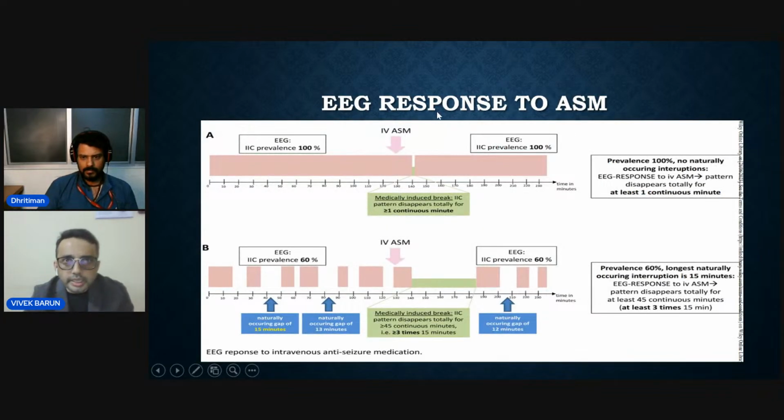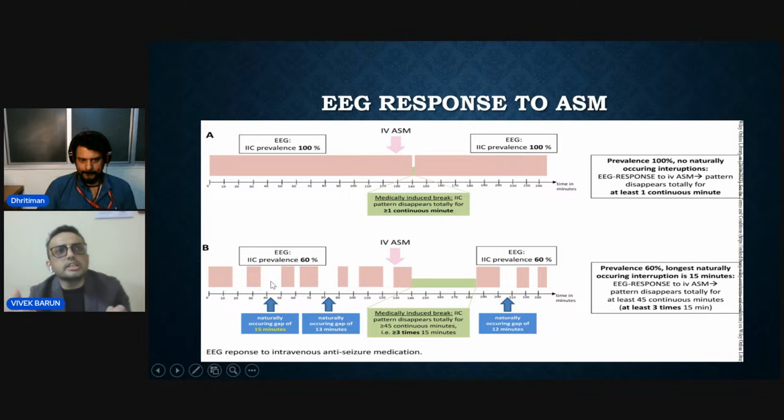So how do you check the EEG response to ASM? As I told, if the background was previously absent and after giving ASM you are seeing normal activity in the EEG, that is one response. And if the EEG is showing IIC in 100% of the record, and after giving the IV ASM you are able to produce a break of IIC for at least one continuous minute, then it is called a positive response.